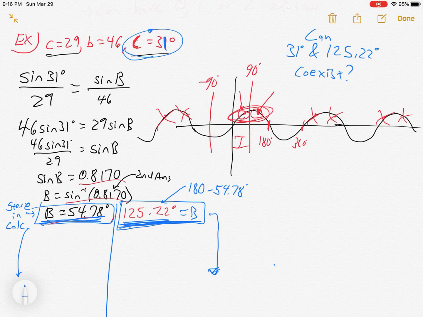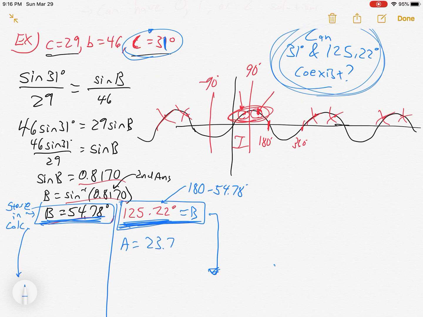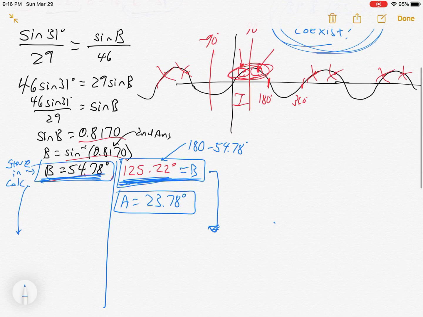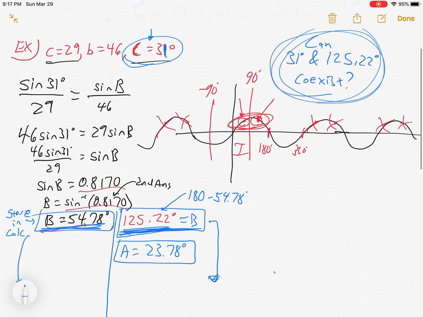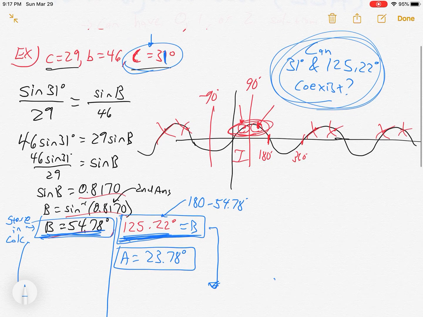Okay, so if B is that, we can quickly find A, because if you go back up to here again, a triangle that has 31 and 125.22, the other one would be 23.78, because they have to all add to 180. And then finally, to get my last thing, what is it, side B?